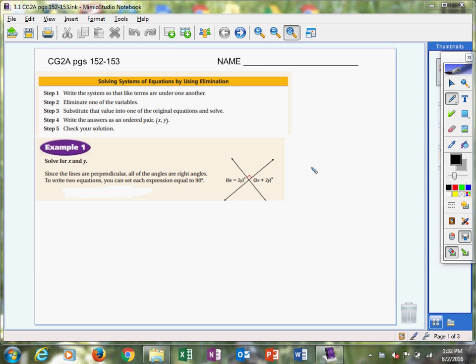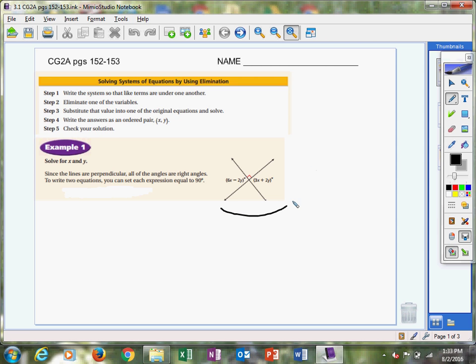As you can see, they've given you some steps. Write the system so that the like terms are under each other. Eliminate one of the variables. Substitute that value into one of the original equations and solve for the other variable. And then write your answer as an ordered pair. Check your solution. I would check them in both equations because if it doesn't work in both equations, then that's not your solution. All right, so example 1 gives us a figure.